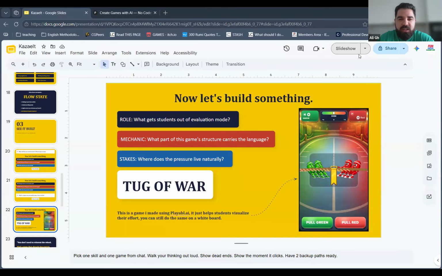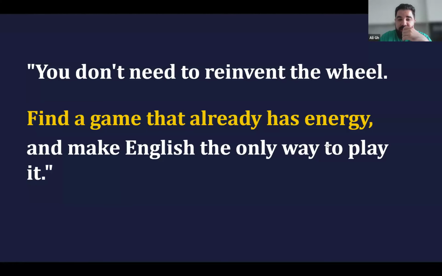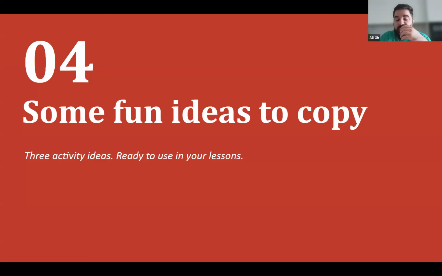Sorry. All right. So you saw how I just made something, right? You saw how it worked. I'm confident that you have questions, and I will definitely have time later on for you to ask them. But you don't need to reinvent the wheel, as I said. You need to find a game that already has energy and make English the only way to play it. So you need to make sure that they understand the only tool they can use is English throughout this lesson. And that's a very good way.